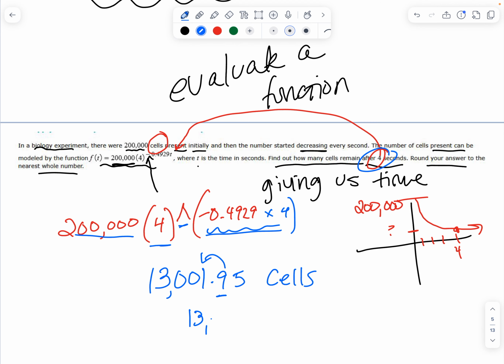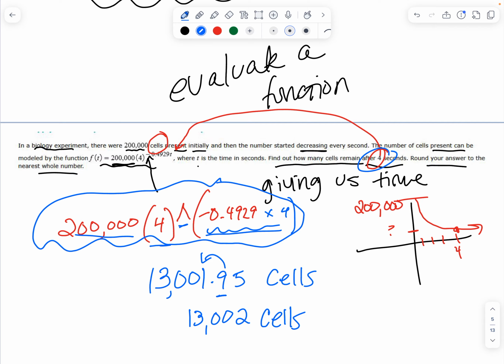So we're going to round to 13,002 cells. I think the trickiest part about this problem is figuring out how to get this into whatever calculator that you were using, or if you're using the ALEKS calculator. All right, hopefully this helped a little bit.